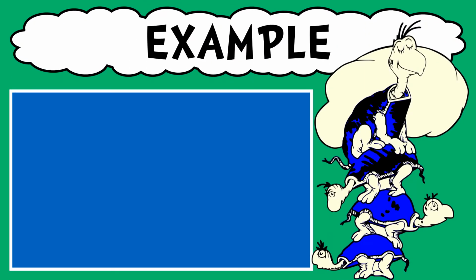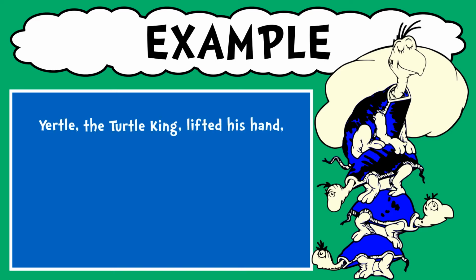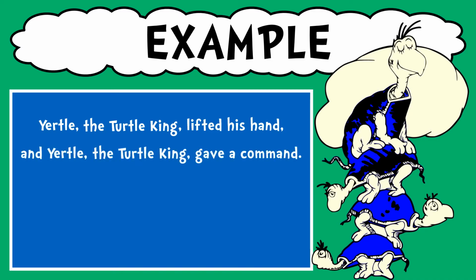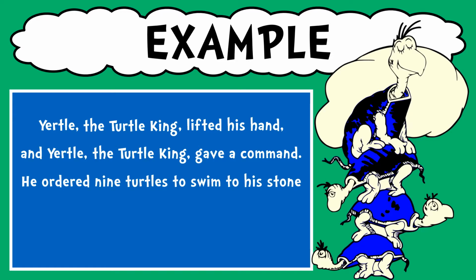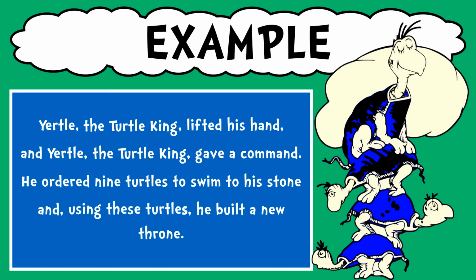To understand how these commas can be properly used, we'll turn to an example from our friend Dr. Seuss. Yertle, the Turtle King, lifted his hand, and Yertle, the Turtle King, gave a command. He ordered 9 turtles to swim to his stone, and using these turtles, he built a new throne.